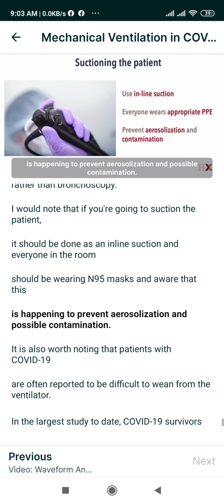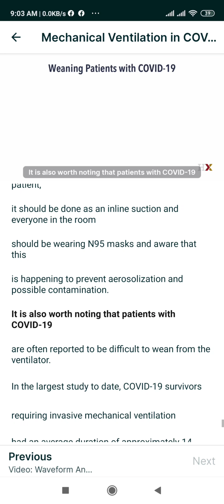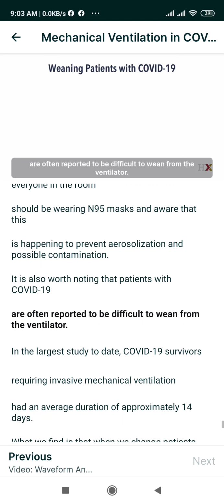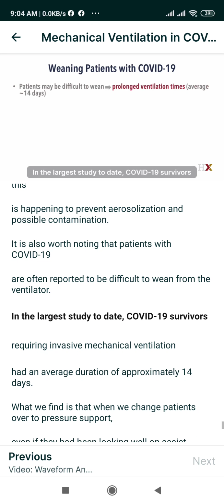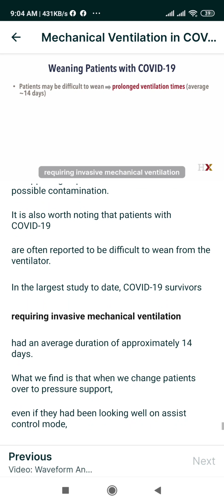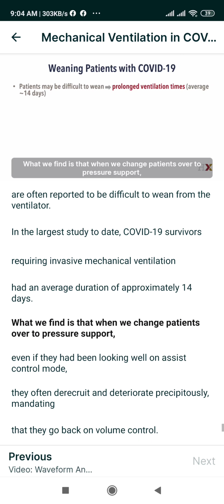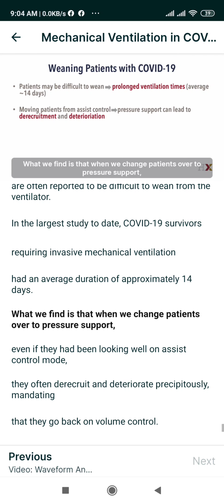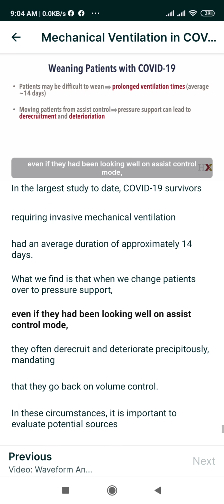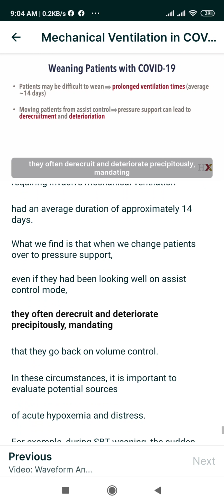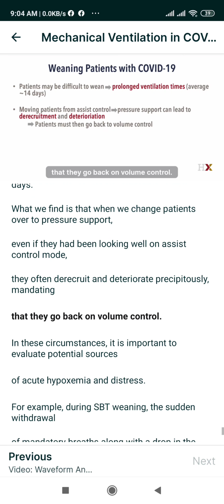It is also worth noting that patients with COVID-19 are often reported to be difficult to wean from the ventilator. In the largest study to date, COVID-19 survivors requiring invasive mechanical ventilation had an average duration of approximately 14 days. What we find is that when we change patients over to pressure support, even if they had been looking well on assist control mode, they often de-recruit and deteriorate precipitously, mandating that they go back on volume control.